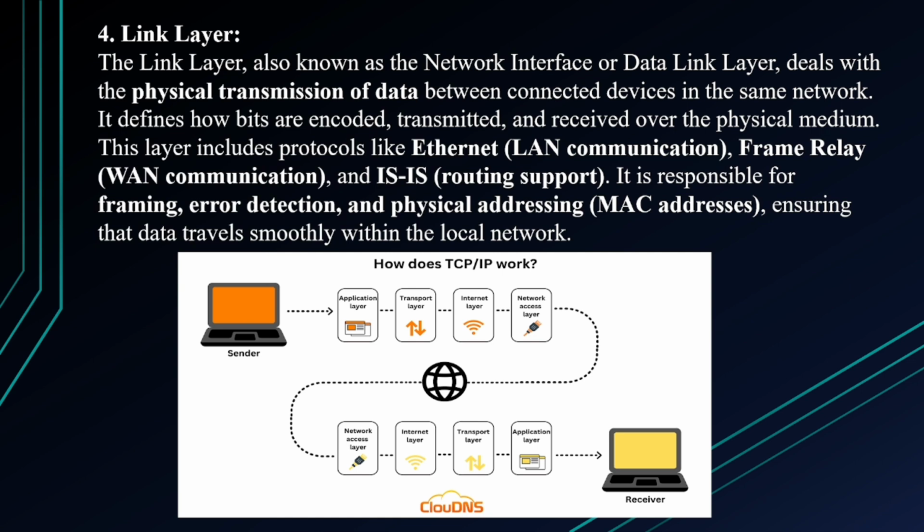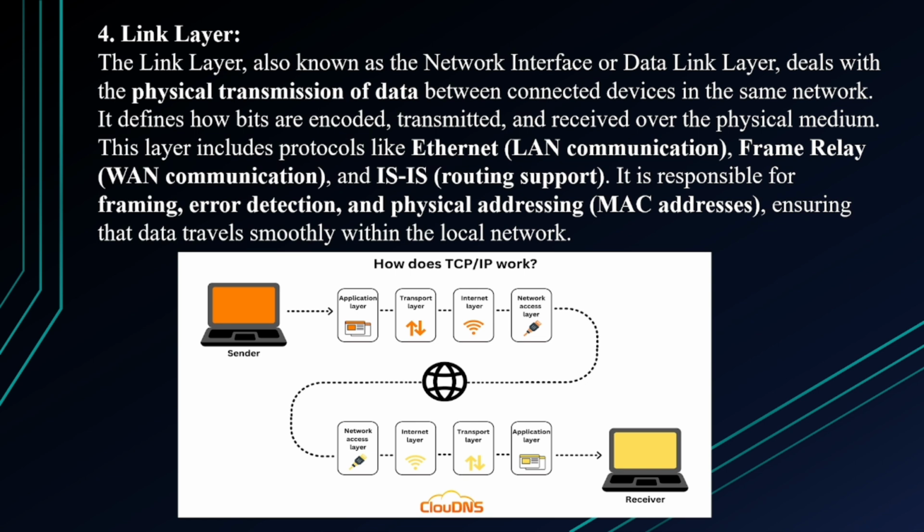Now, what protocols does this layer use? Ethernet. This is the most common protocol for local area networks, or LANs. It's what connects computers in your homes or offices. Frame relay. This is used for wide area networks, or WANs, networks that span larger geographic areas. PPP, point to point protocol. This is used for direct connections between two devices. Wi-Fi. This is the wireless version of Ethernet. In simple terms, if the internet layer is the GPS, then the link layer is the actual road and the vehicle that carries the data. It's the physical layer where data actually moves.